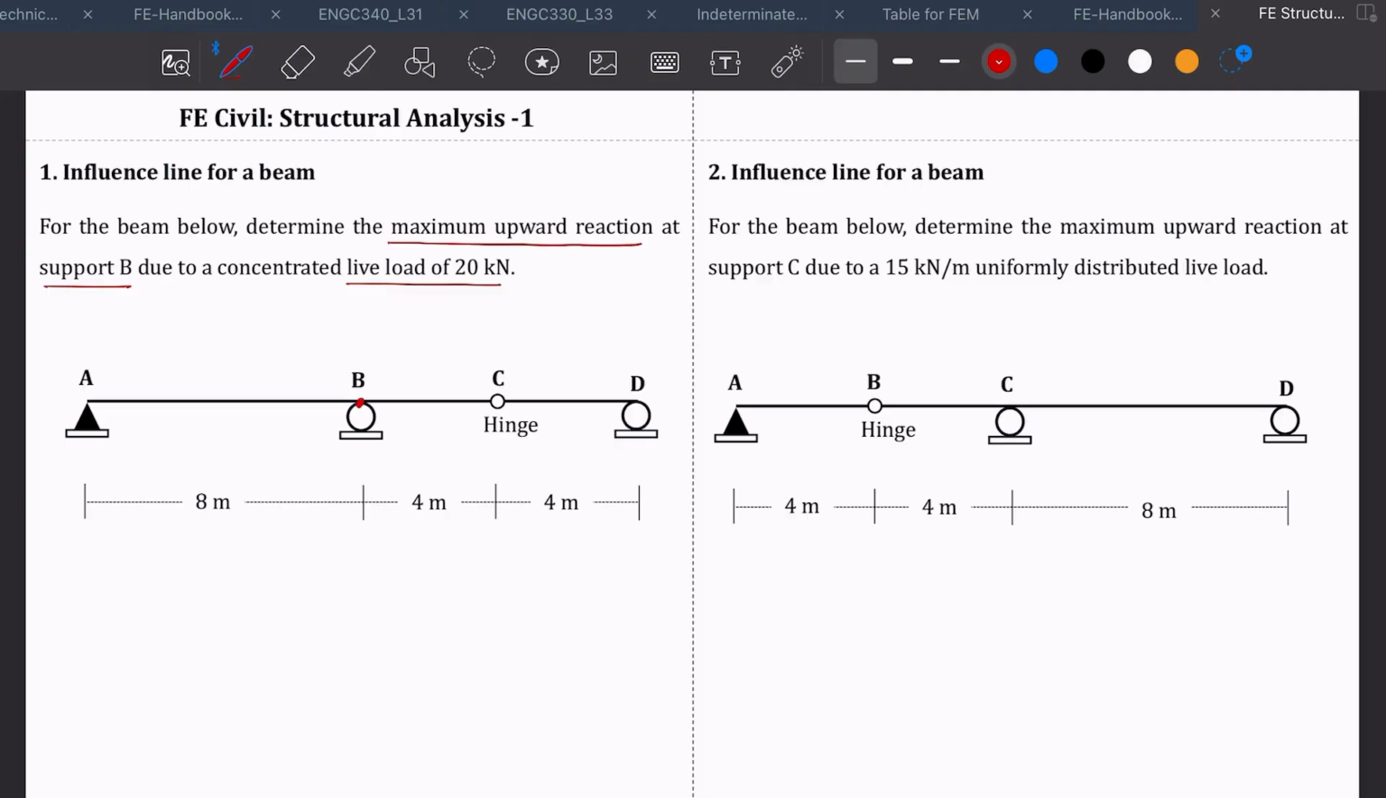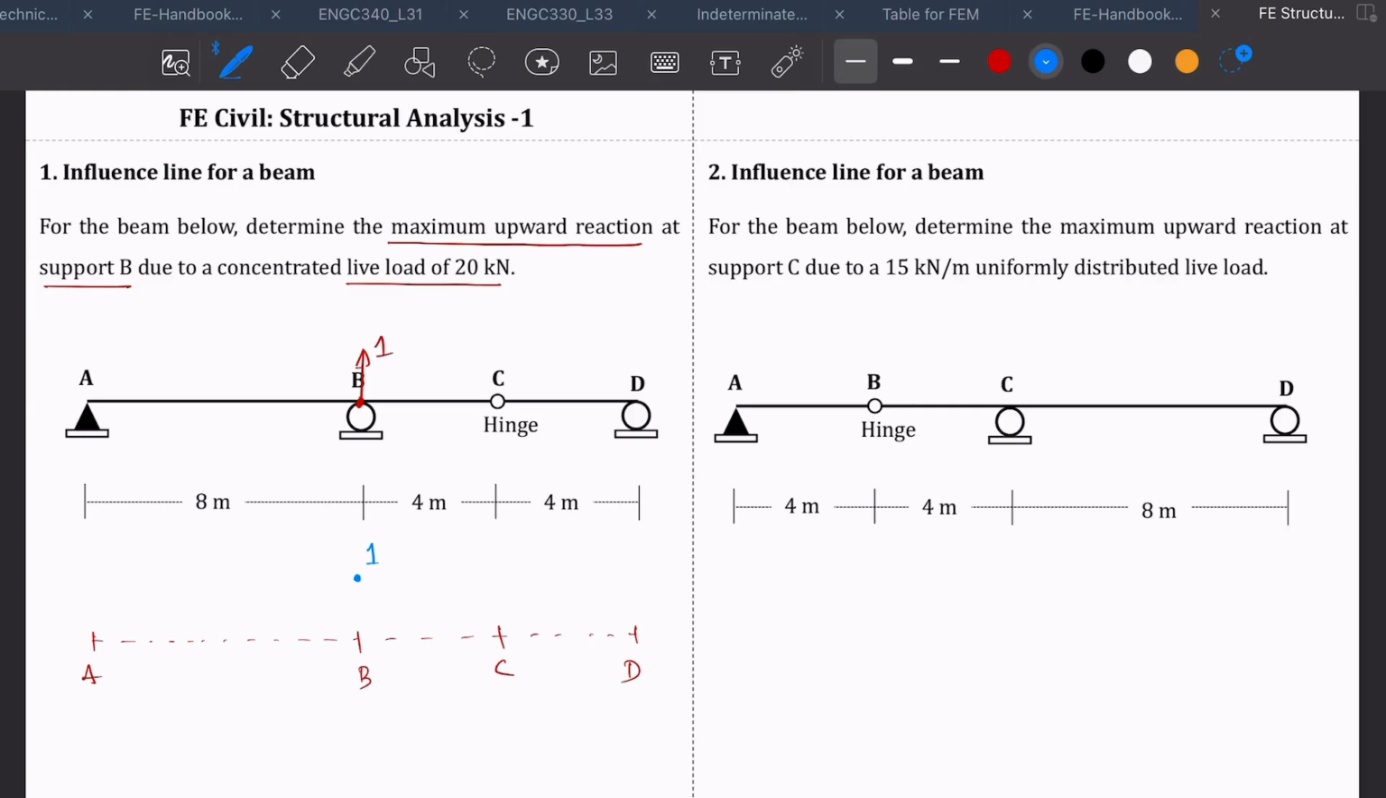If you want the reaction at support B, remember that right now support B is restrained. It cannot move up. In the Mueller-Breslow principle, the concept is that you remove that constraint. When you remove it, the point will now move, and you give it a unit distance. We'll draw the beam again here. I'll name this A, this is B, this is C, and this is D. Now you will move joint B by a unit distance.